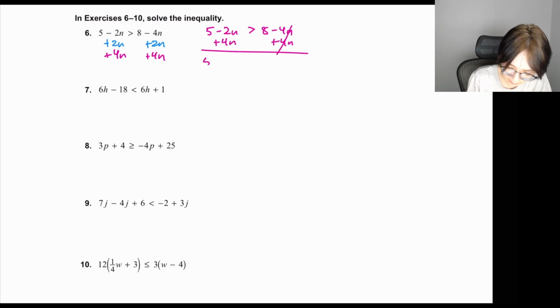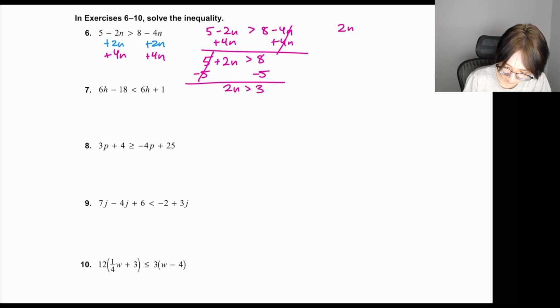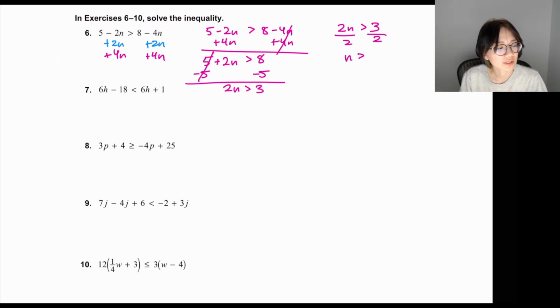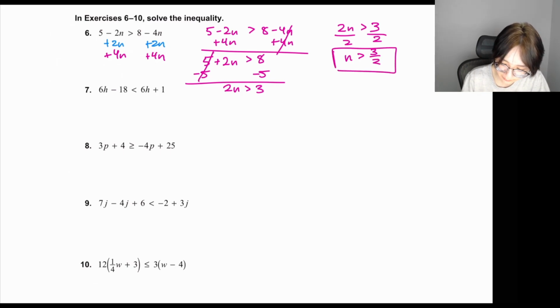Those cancel out. Negative 2 plus 4 is 2. So plus 2n greater than 8. And just do the work like normal from here. Write it up here real quick. Divide both sides by 2. Because 3 over 2 doesn't go in evenly, if it gives you a decimal in a calculator, just leave it as a fraction. So leave it as 3 over 2, and that's it.